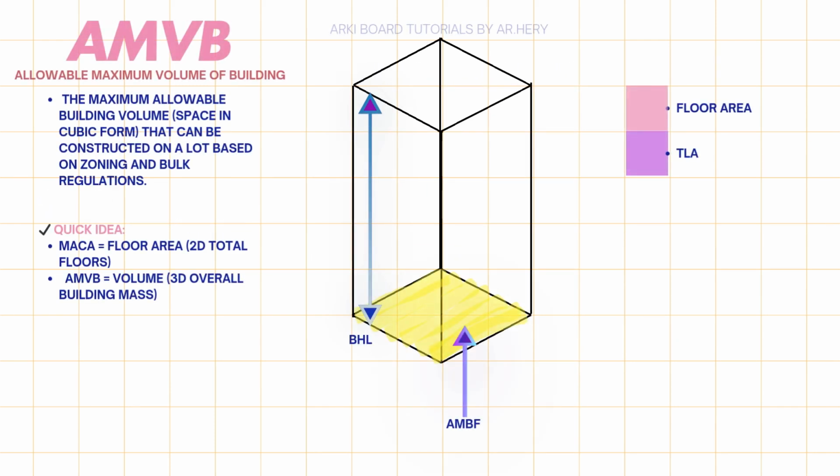AMBF refers to the maximum allowable three-dimensional bulk or volume of a building that can be constructed on a lot, based on zoning regulations, height limits, setbacks, and site controls. In simple terms, it is the limit of how big and massive a building can be in 3D space, length, width, and height combined, not just floor area.